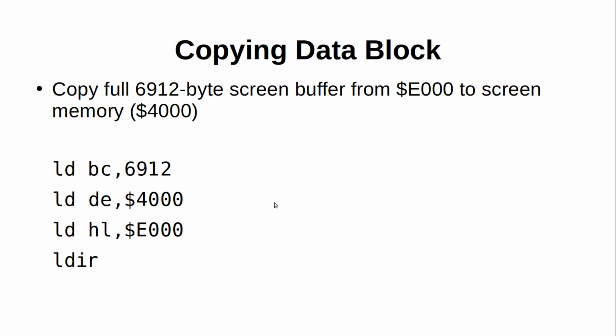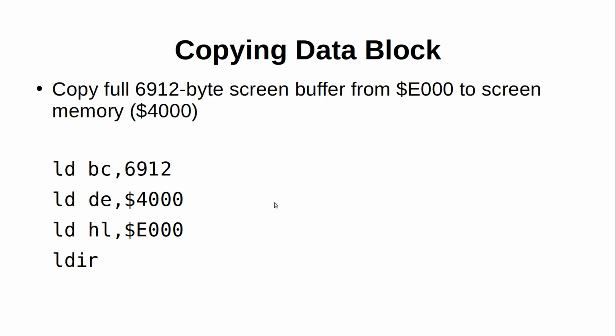Here we can see the code required to copy a block of data, in this case implementing double buffered graphics. We set up an alternate screen memory at hex E000, which we could render graphics in before it becomes visible in the actual screen memory at hex 4000. So once we are done rendering, we can just copy the whole block with these 4 instructions.